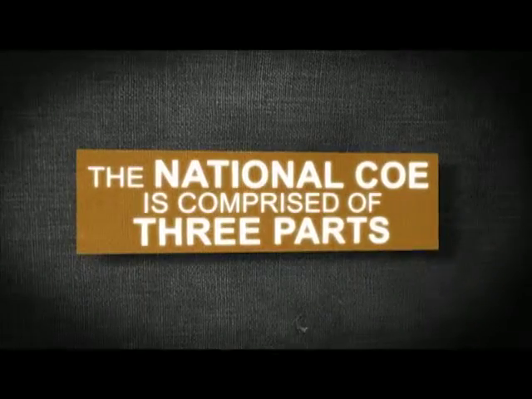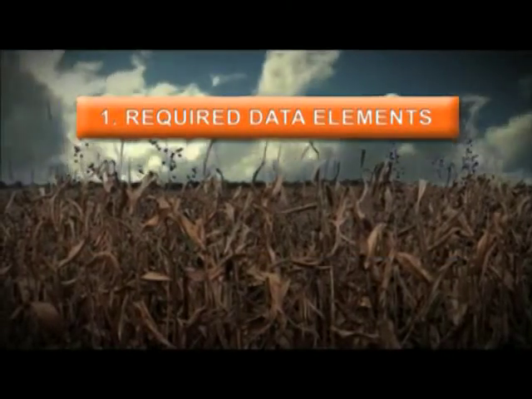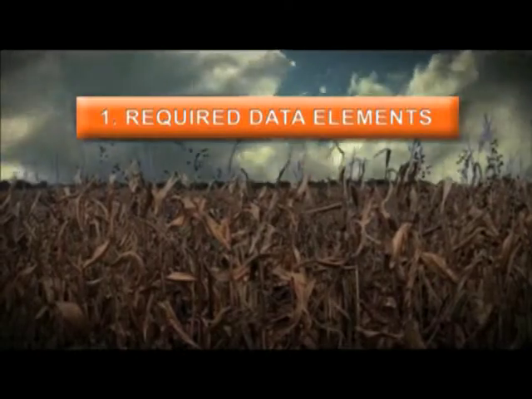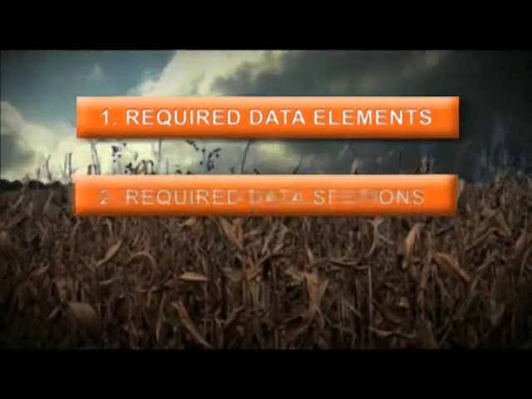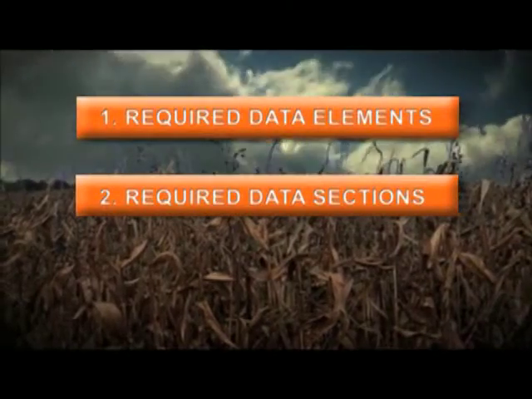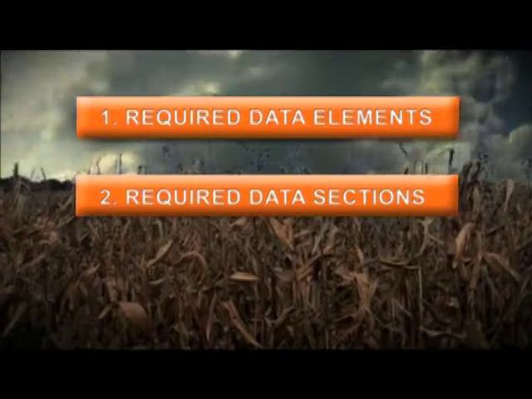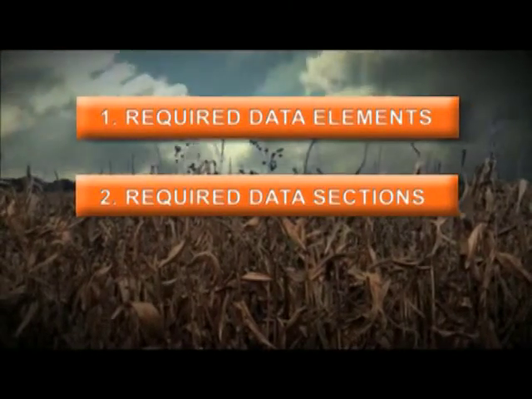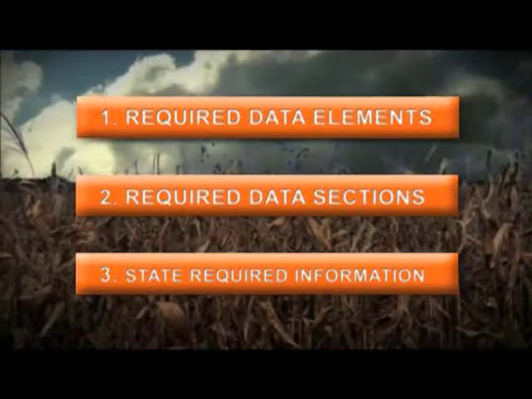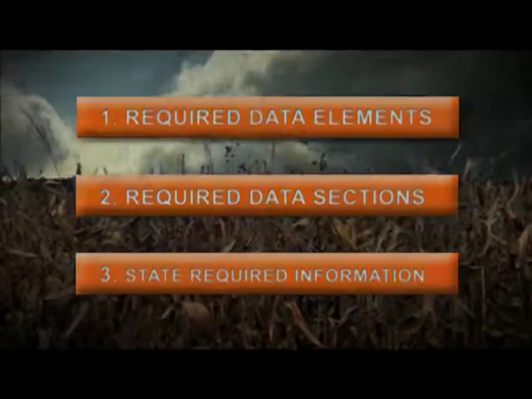The national COE is comprised of three parts. 1. Required data elements, which individual states can organize according to their preference and need. 2. Required data sections, which individual states can place within the COE according to their preference and need, but that must be maintained in whole and unaltered. And 3. State-required or requested information, where space is available, that states can use to collect other data.